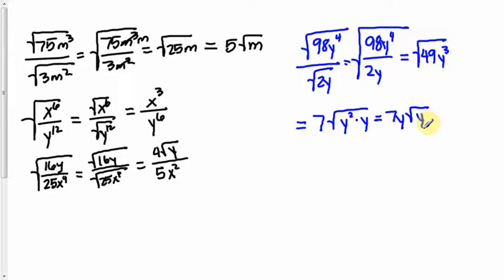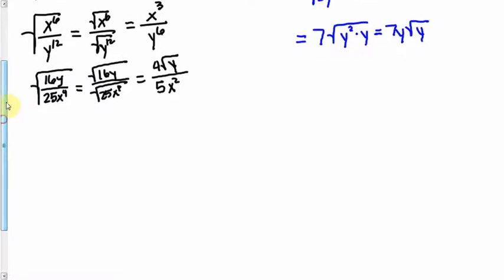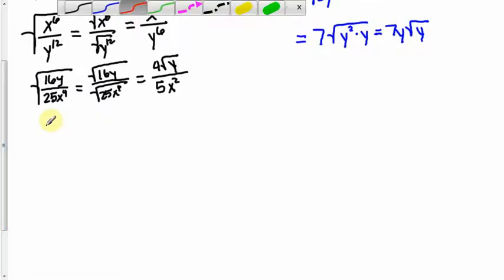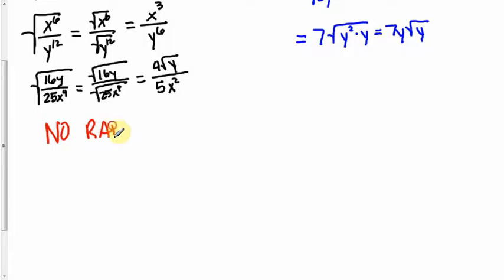Not always do they work out beautifully where the denominator divides into the numerator. They don't always work out like that. In which case, we have to incorporate a strategy that's called rationalizing the denominator. We use that when there is a radical in the denominator that you can't make go away by dividing and simplifying. So what I'm trying to say is no radicals are allowed to be in the denominator.